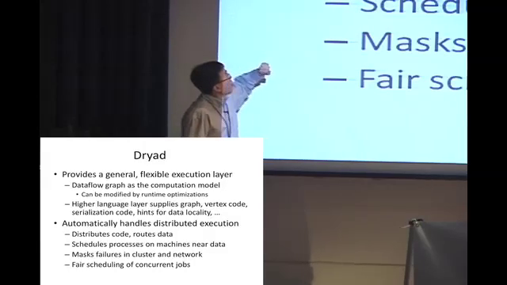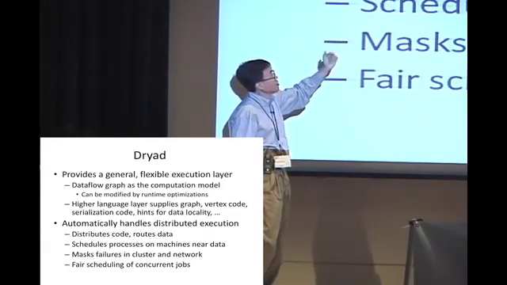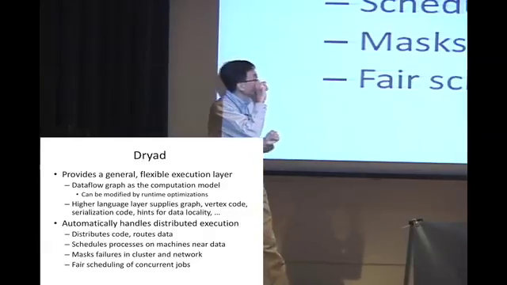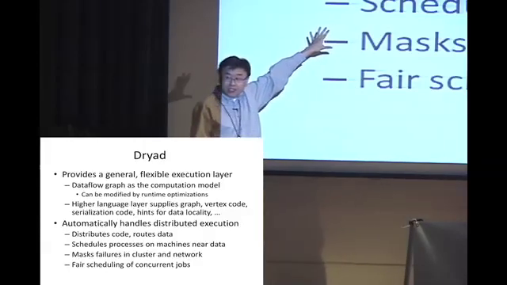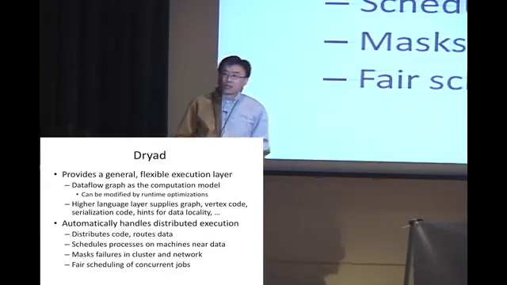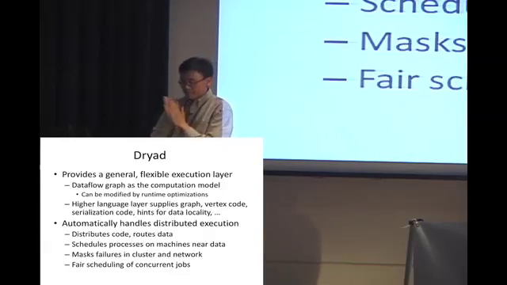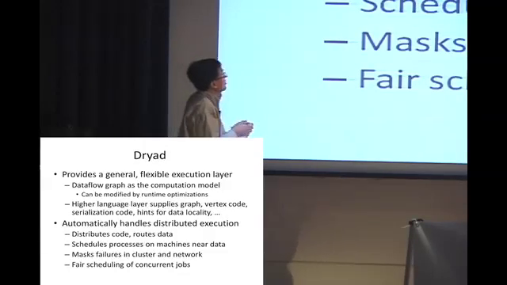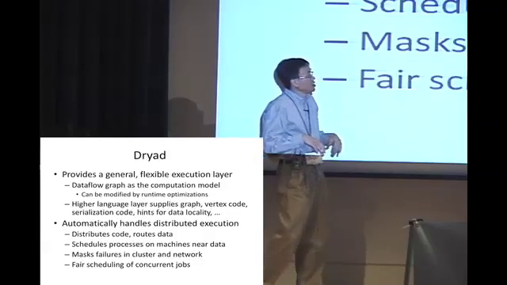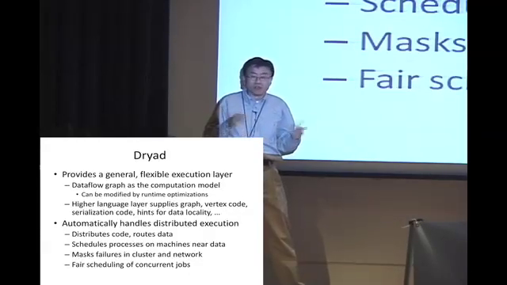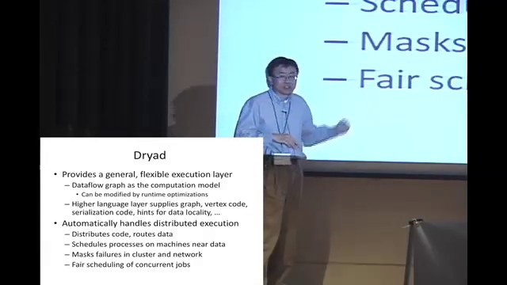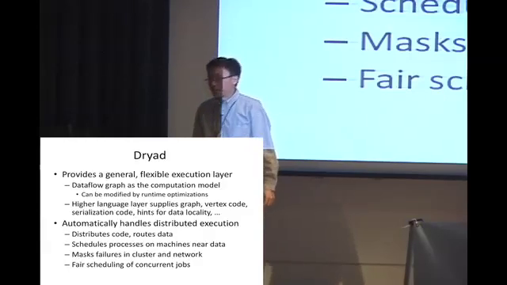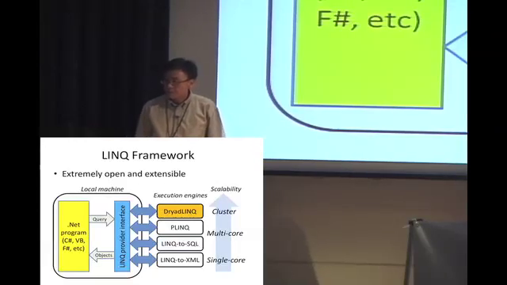Therefore, the higher language layer supplies the graph, how the graph is constructed, the vertex code, even the serialization, and also some hints for data locality. The job of Dryad is basically to schedule the processes on machines near the data to achieve data locality, and also to provide fault tolerance and fair scheduling of concurrent jobs. That's it about Dryad. So, DryadLINQ.